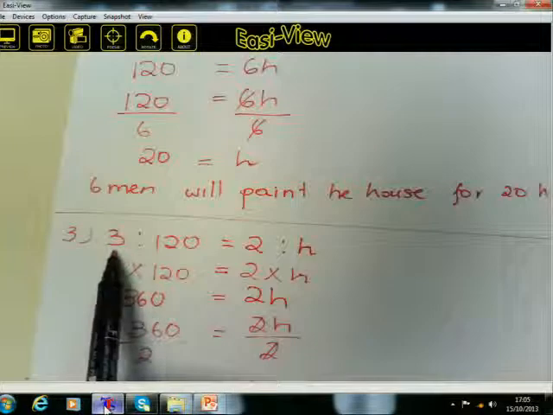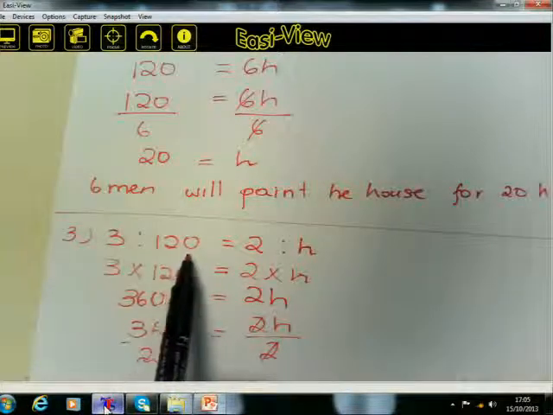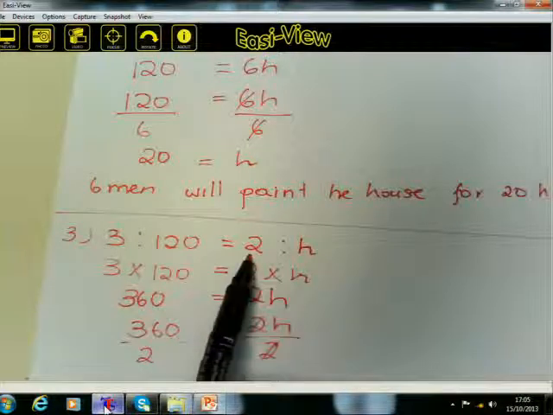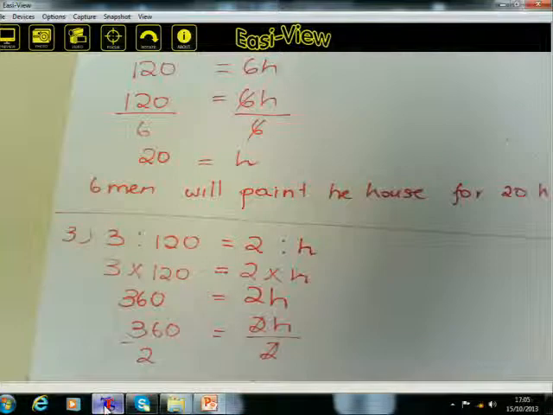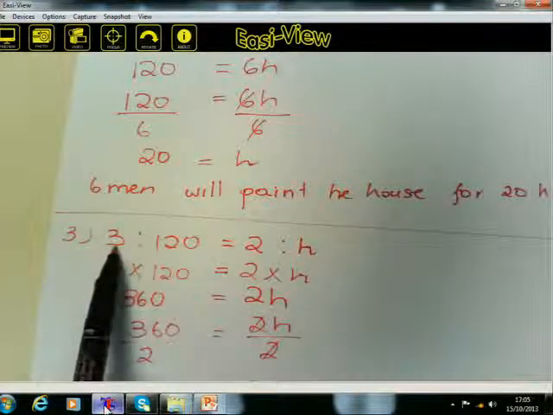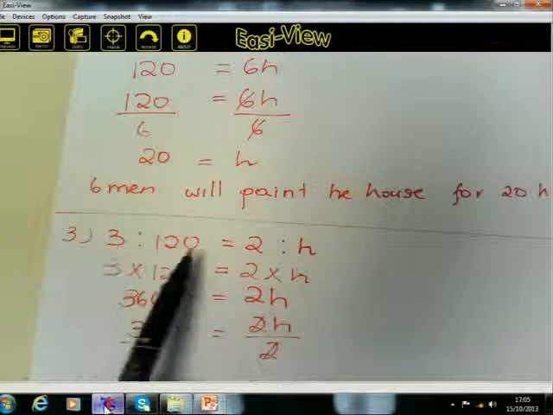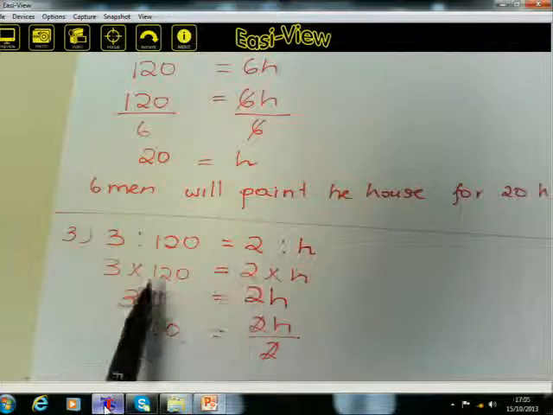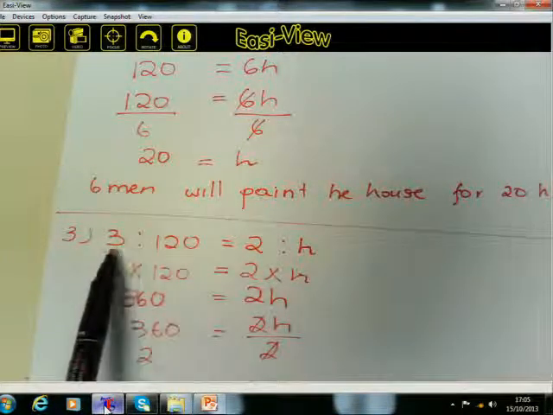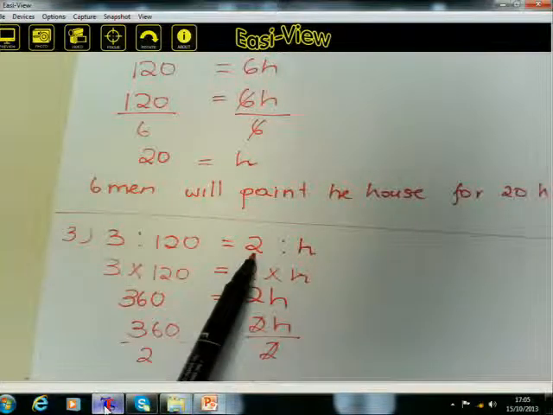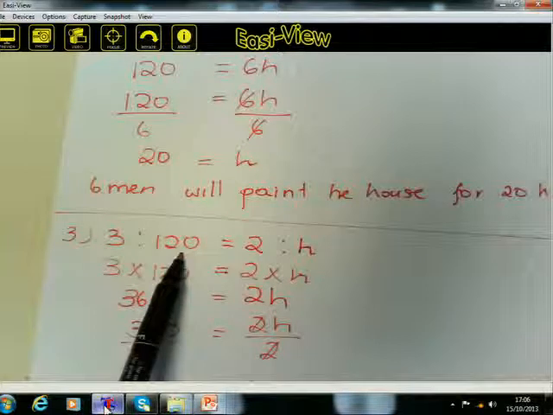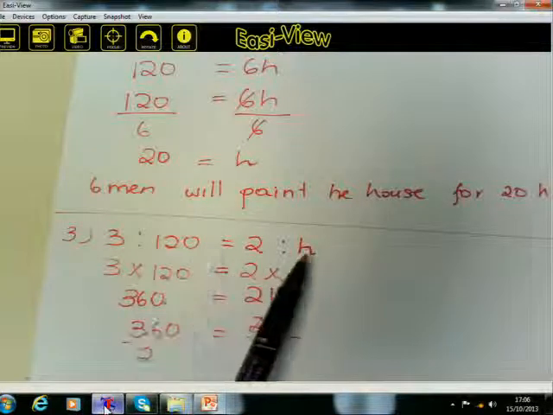So now again, if you look at this, we had 3 pumps at 120 hours, and then the pumps were reduced. We had 2, and then the hours increased to 180. So as we said, as one increases or decreases, the other one does the opposite. In this case, we had 3, and then it was decreased to 2, and then the hours, it was 120, and then it was increased to 180.